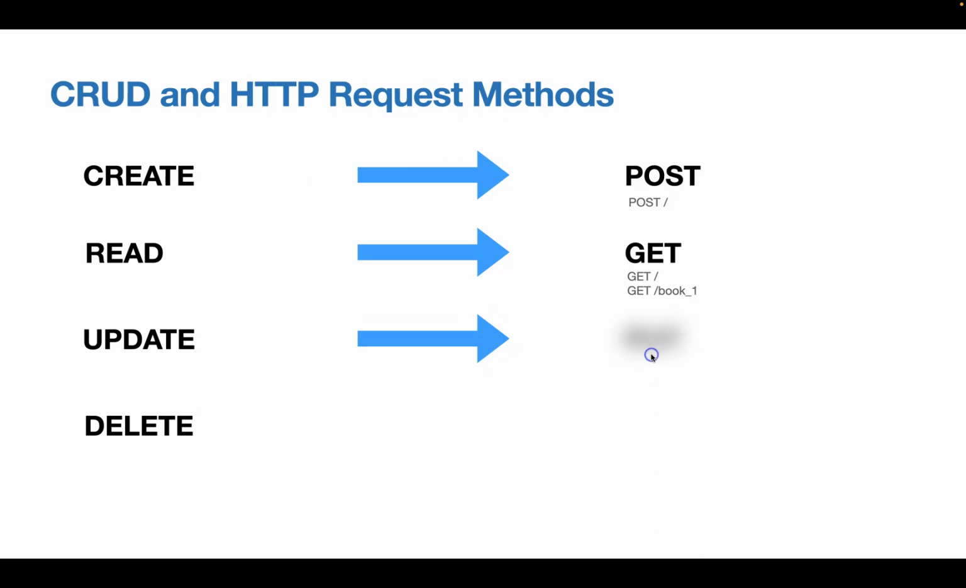Similarly, update translates to the PUT HTTP request method. Example is PUT /book_2. This will be used to update an existing book. Then we have the delete operation. This translates to the HTTP request method called DELETE as well. Example is to delete book 3, we're going to have DELETE /book_3.